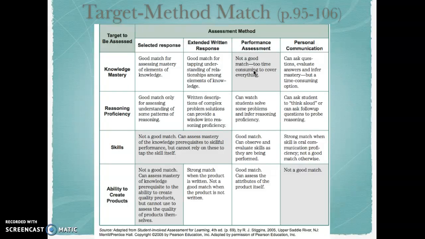I thought that knowledge mastery in terms of performance assessment not working well was something I hadn't really thought about before, because it's easy to think that a performance assessment will show us everything that students have learned. But as we learned through the article, this takes too much time, and students have too much knowledge to really show through just one performance task. Another thing I thought was interesting is that the ability to create products is not a good match for personal communication.